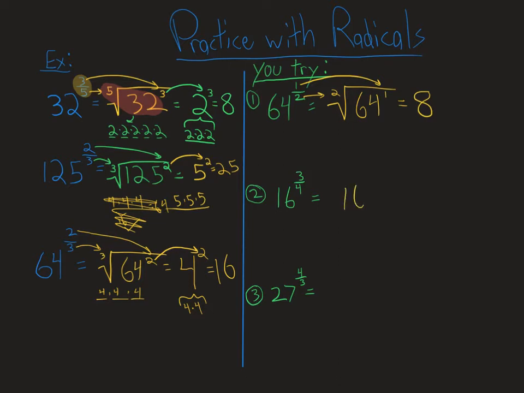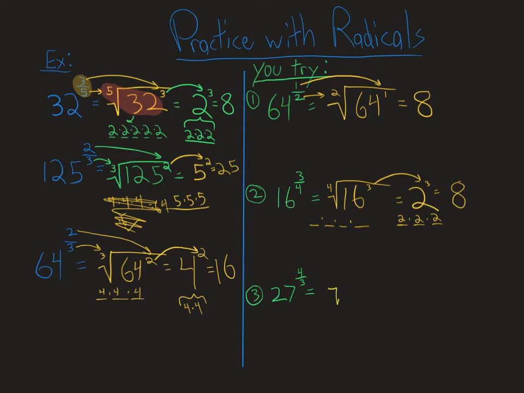All right, 16, and we want the fourth root being raised to the third power. 4 of what makes 16? Well, that has to be 2. So the fourth root of 16 is 2. Now I can apply my third power exponent. 2 times 2 times 2. Final answer, 8.